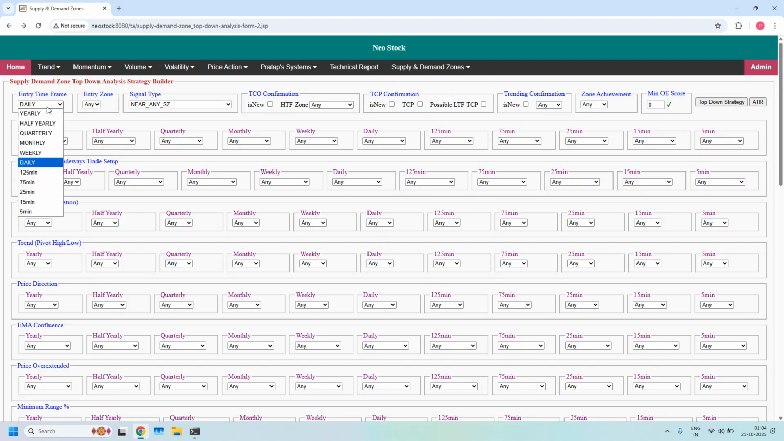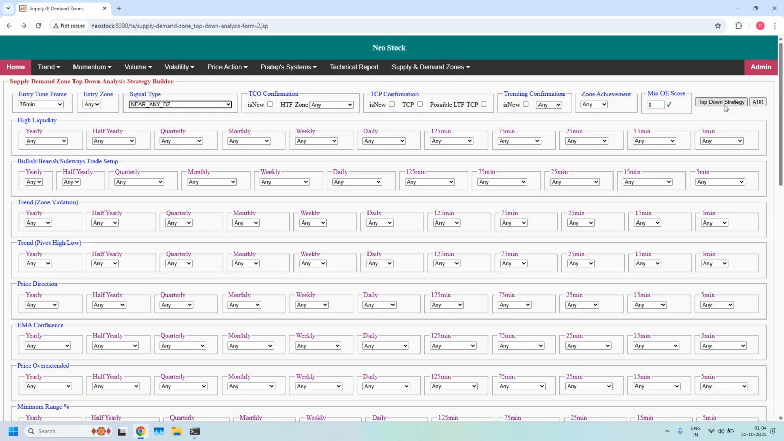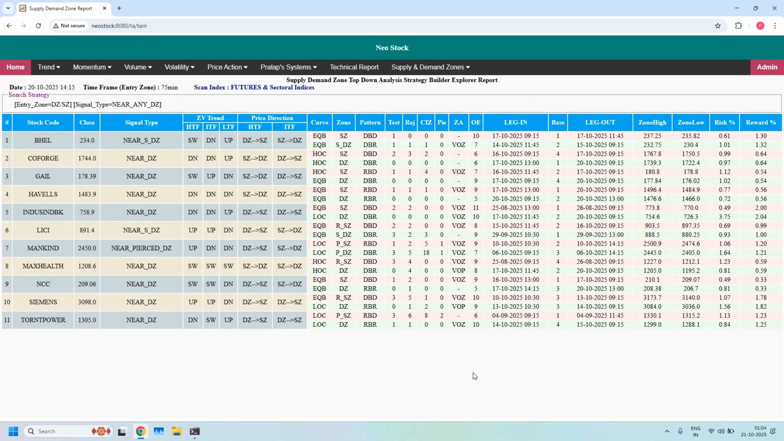Next, time frame 75 minutes, stocks near to the 75 minutes demand zone. We got 11 stocks. Let us identify 75 minutes high liquidity demand zones from this list. BHEL is having a high liquidity zone. Next, LIC is having a high liquidity demand zone. That's it. We got two 75 minutes high liquidity demand zones from this list.